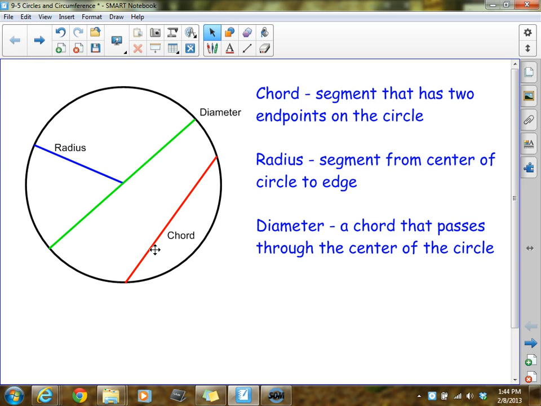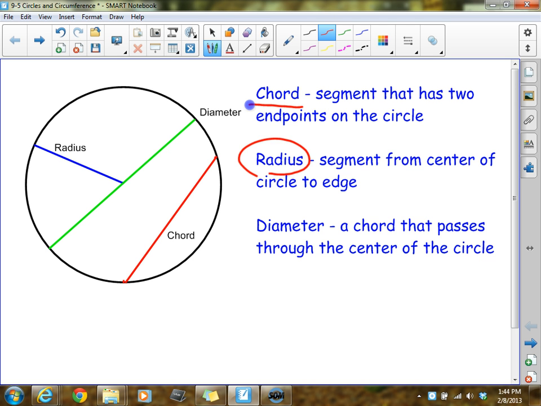So first of all, a circle. You guys hopefully can recognize the circle when you see it. So a couple of terms we need to understand. First of all, a chord simply is a segment that has two endpoints on the circle. So you see this one right here has an endpoint right there, and an endpoint right there on the circle.